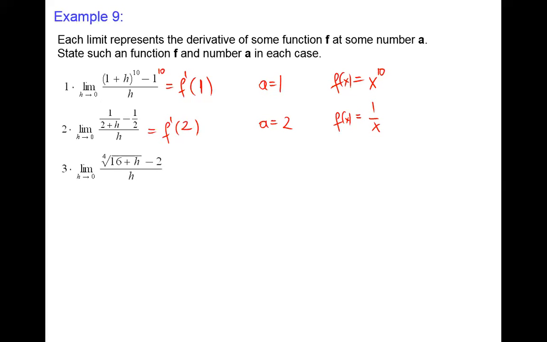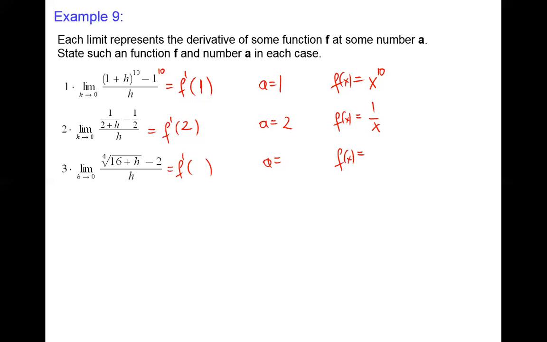Okay, another one. Limit as h approaches 0, 4th root of 16 plus h minus 2, over h. Again, this is a derivative, but you have to tell me the value a and the function. Derivative of what function?